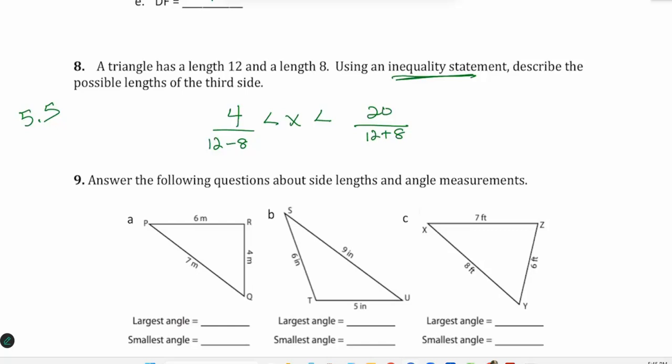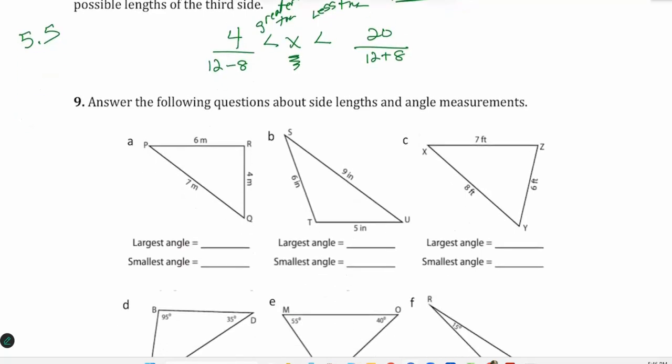That's how I figure out my inequality statement. To read it, I would start reading here at x, and I would say x is less than 20. And x is greater than, reading it the other way, 4. So it's less than 20, greater than 4. All right, so now continuing 5.5, answer the following questions about side lengths and angle measurements.